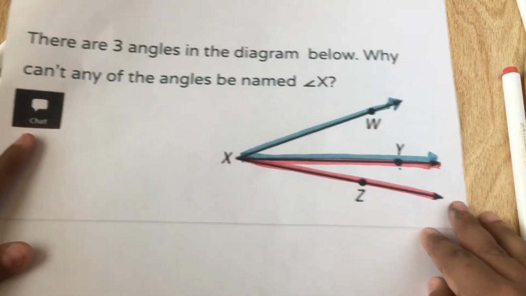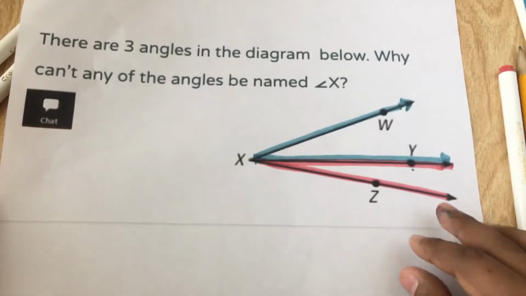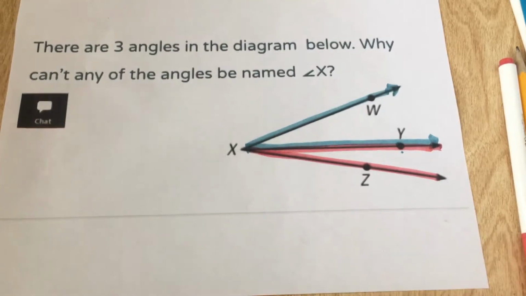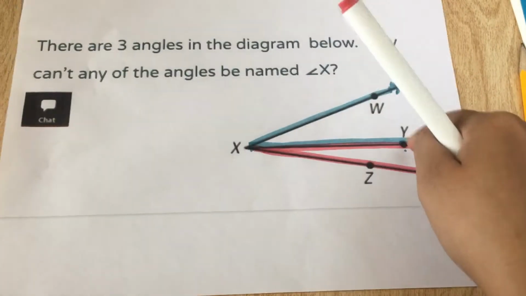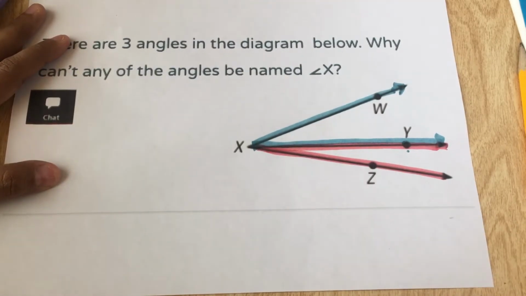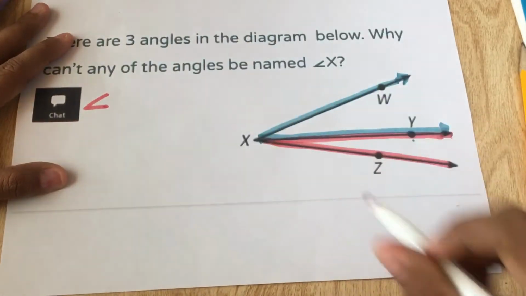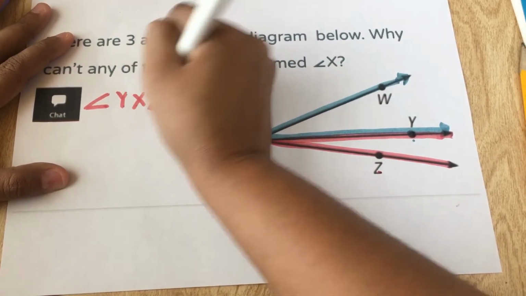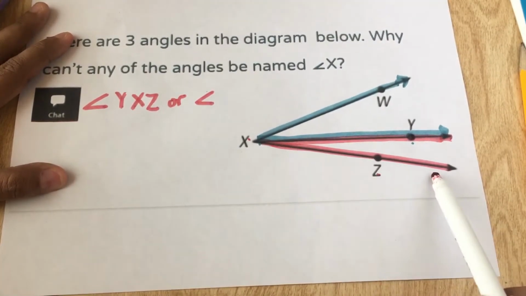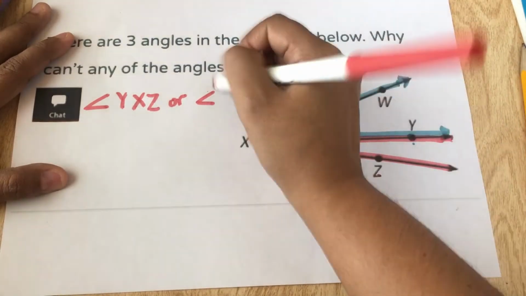In the same case, we have more than one angle here, and I'm not going to call any of those angle X. So let's start with the red angle. Remember, color is not a correct mathematical name, so we have to use the naming. This red angle can be called angle YXZ, or I can go the other direction, starting with this bottom side, angle ZXY.